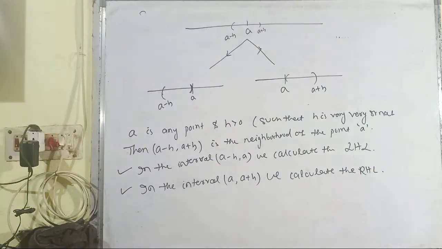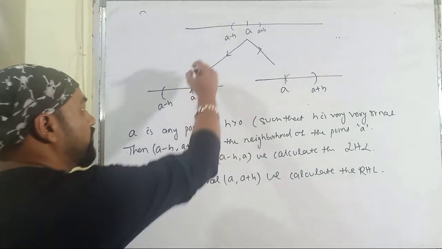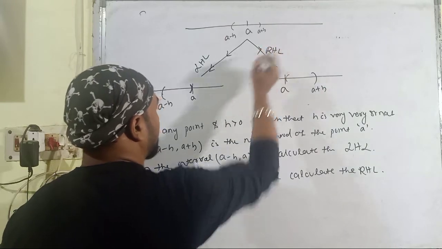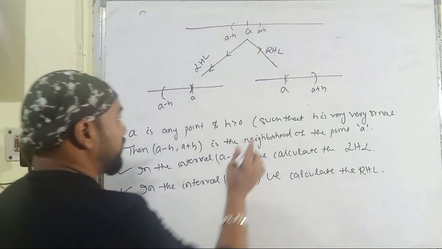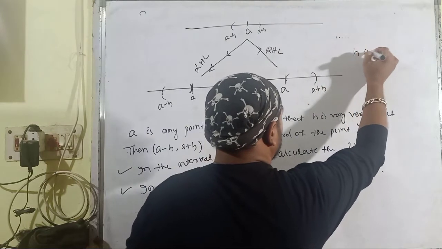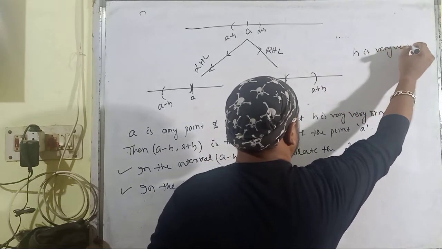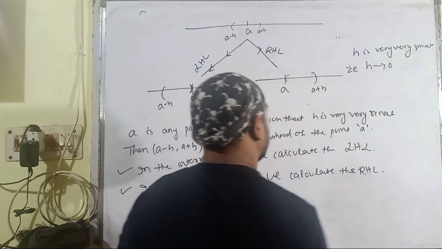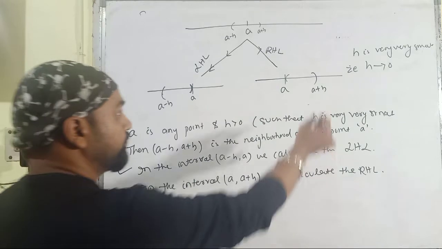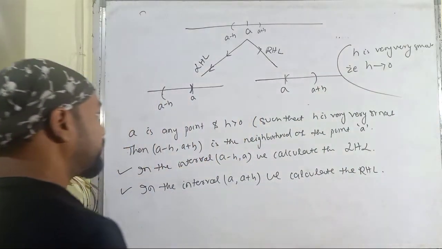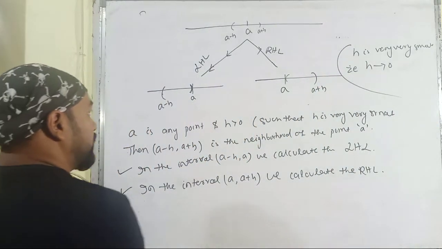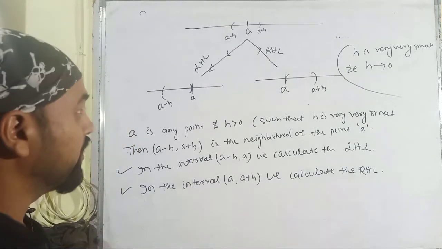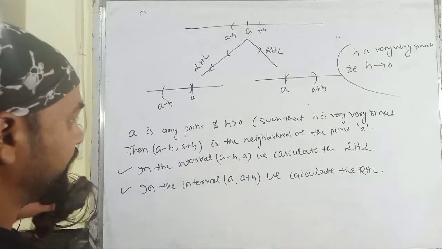So these are two open intervals in which we can calculate the left hand limit and the right hand limit. For the left hand limit we can use this diagram, and for the right hand limit we can use this diagram. And here you have to be cautious that h is very small, that is, h tends to 0. Then let us look for the left hand limit and right hand limit by using these fundamentals.